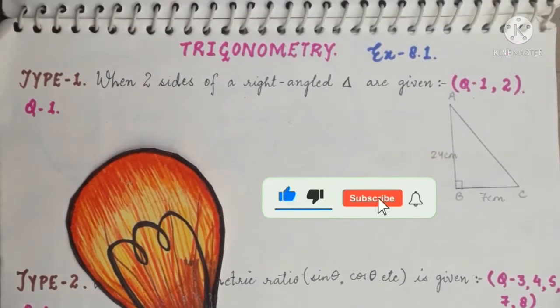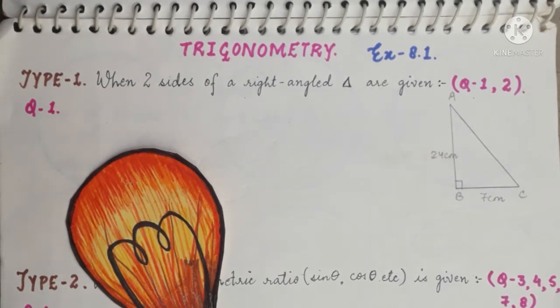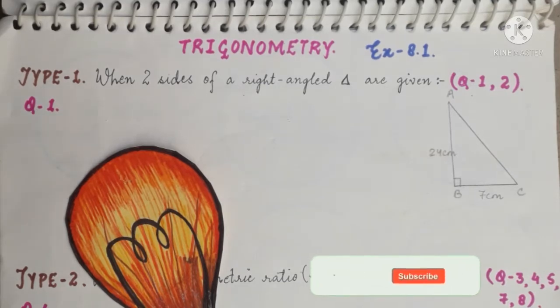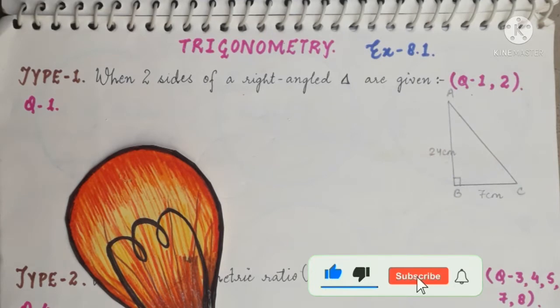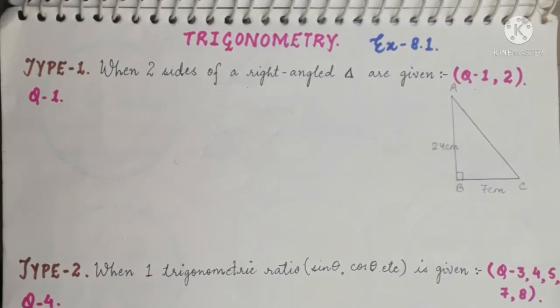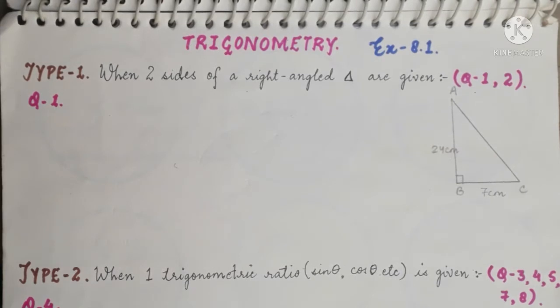Okay, so let's begin. In the first lecture, we have already understood all the trigonometric ratios and their formulas. So, in exercise 8.1, we have to apply all those formulas and find the values of the trigonometric ratios in all the questions. But there are two types of questions. The first type is when two sides of a right angle triangle are given and we have to find the trigonometric ratios. And in the second type of question, one trigonometric ratio is given and we have to find the other trigonometric ratios. So let's begin with the type 1 questions.